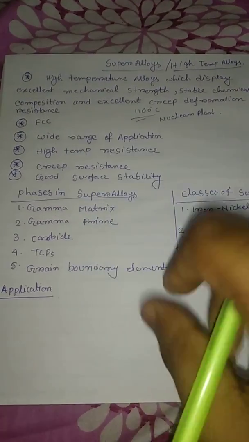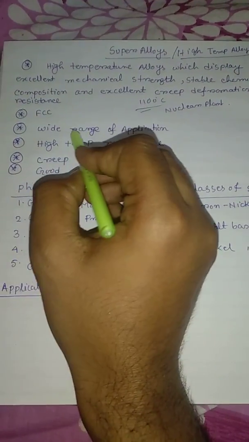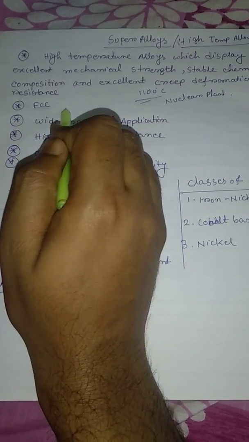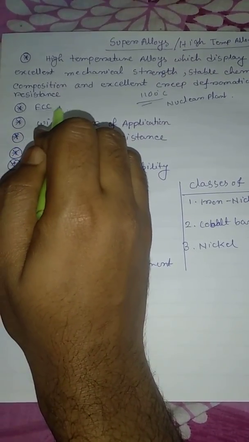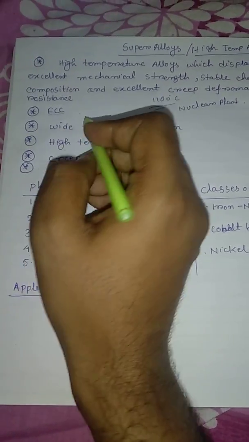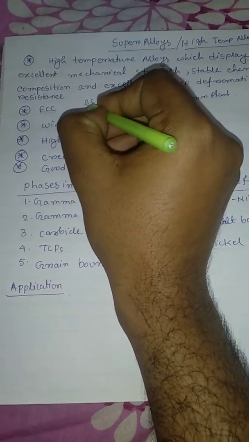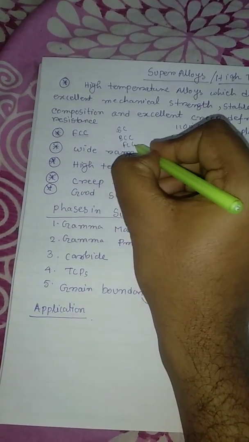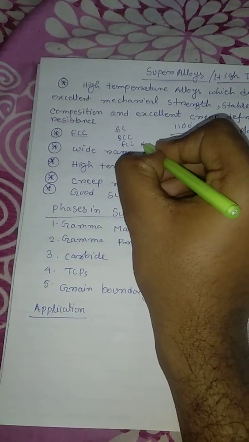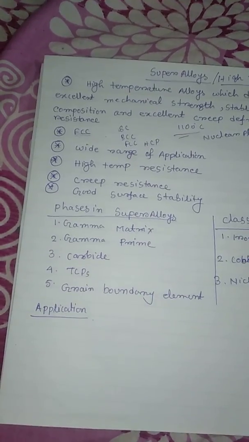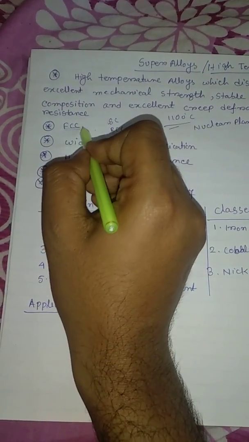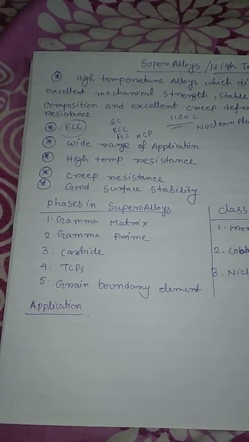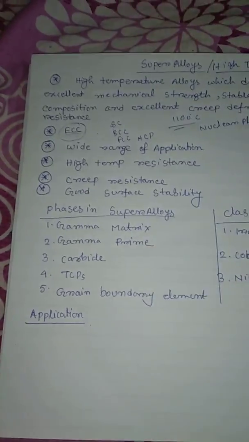Now the next property is that the crystal structure of the superalloy material is FCC, meaning face centered cubic. You know that crystal structures are mainly of three types: simple cubic, body centered cubic, and face centered cubic, and another type called hexagonal close packed. Superalloys are FCC in nature.